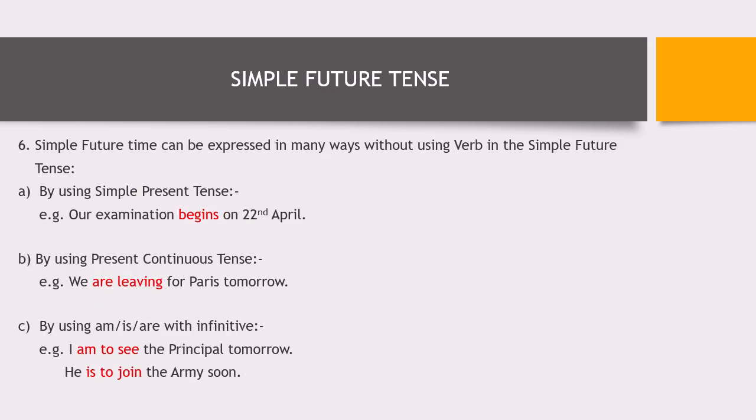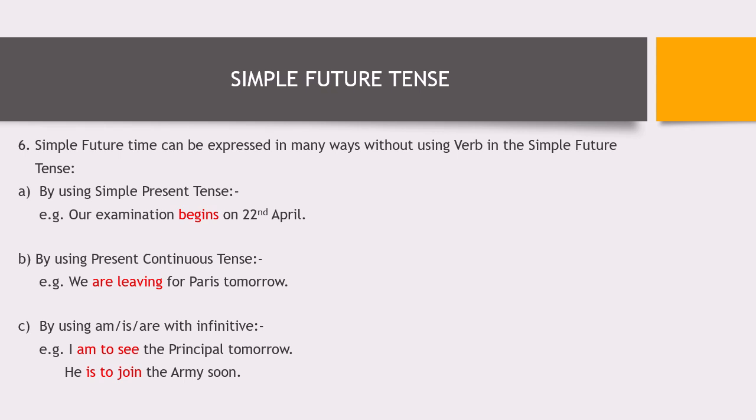Simple future tense. 6. Simple future time can be expressed in many ways without using a verb in the simple future tense. A. By using simple present tense. For example, our examination begins on the 22nd of April. B. By using present continuous tense. For example, we are leaving for Paris tomorrow.